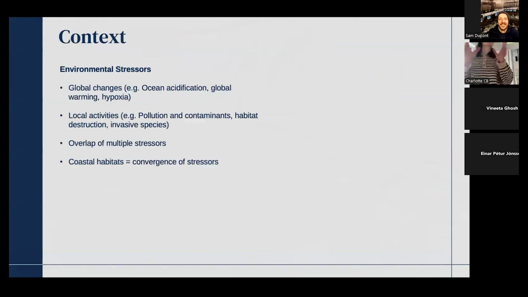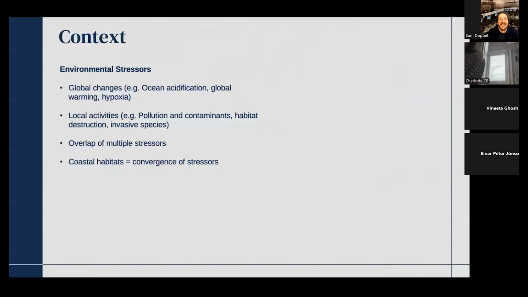We all know that we have a lot of ongoing changes in marine environments with global change, stressors such as ocean acidification, global warming, hypoxia. But we also have a lot of local activities that create very local stressors, such as pollution and contaminants. We have a lot of emerging contaminants that we don't know a lot about, such as the properties and effects, habitat destruction that can be very localized, and invasive species. So all of these stressors will, of course, overlap in time and space.